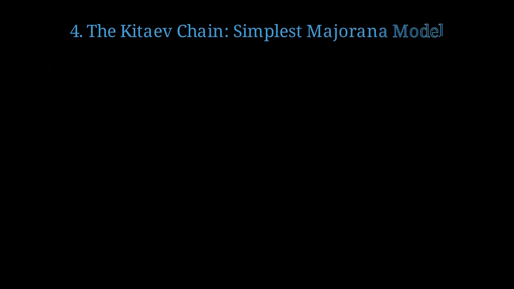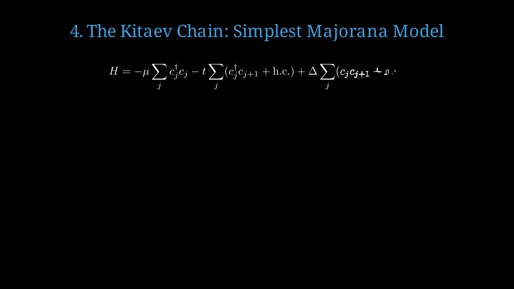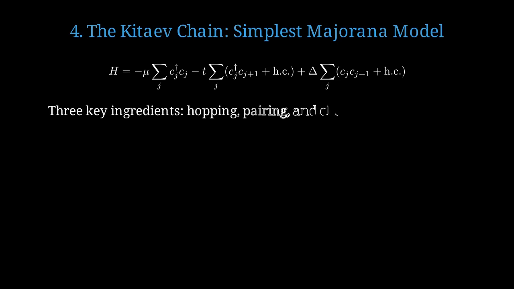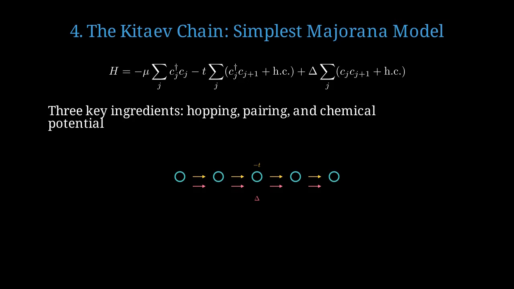To see how Majorana modes emerge, let's examine the Kitaev chain, the simplest model that hosts them. The Kitaev chain Hamiltonian has 3 terms: chemical potential mu, hopping amplitude t between sites, and superconducting pairing delta. These 3 ingredients compete to create different phases. The interplay determines whether Majorana modes appear. Here's a lattice representation. Yellow arrows show hopping with amplitude t, while pink arrows show pairing with amplitude delta.